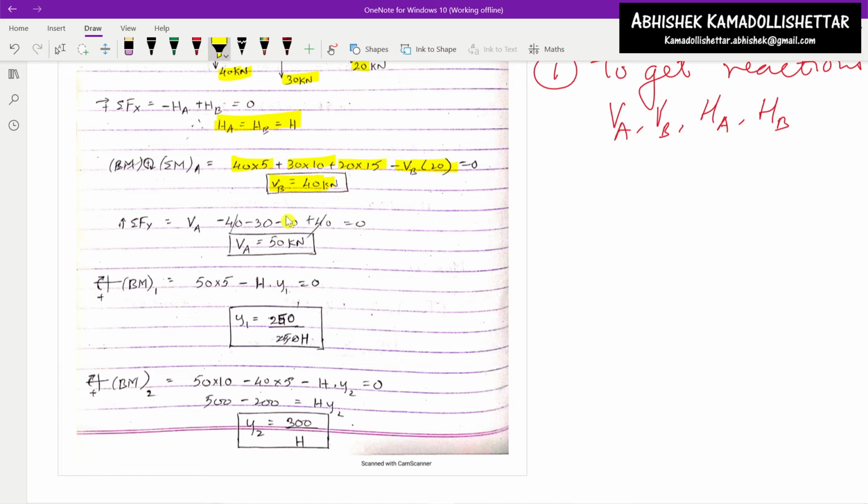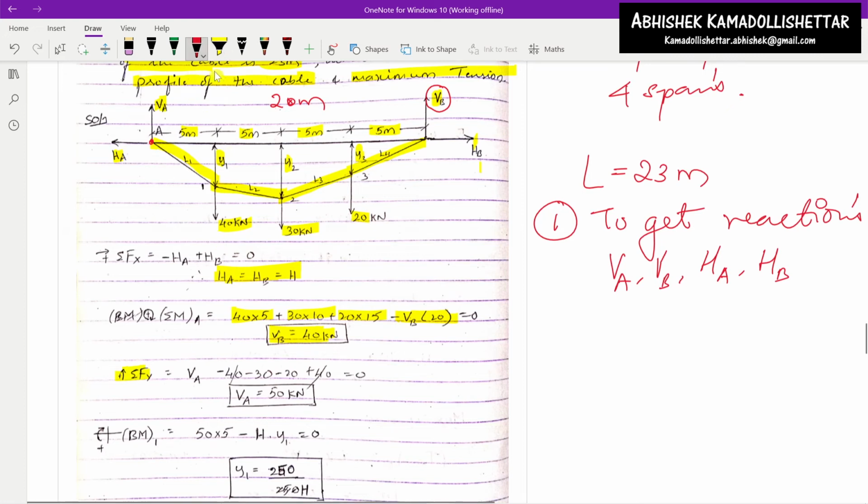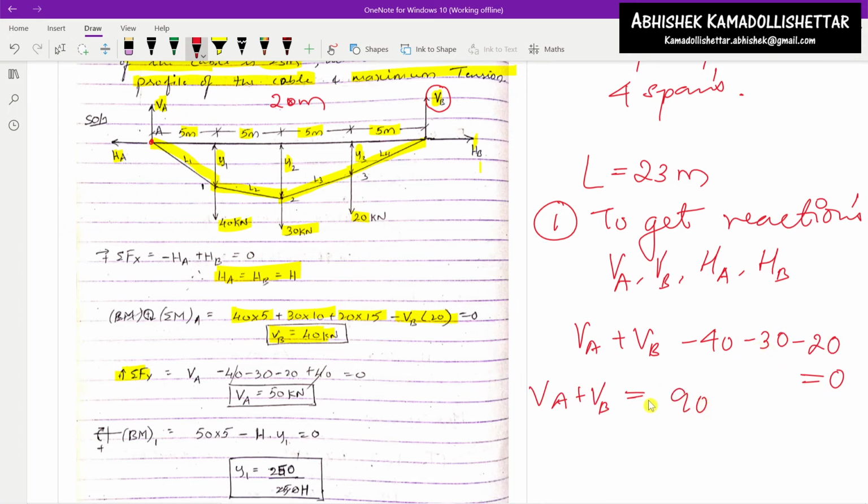Next is summation of Fy, the sum of all the forces in y direction. Upward force VA plus VB minus 40 minus 30 minus 20 is equal to 0. So you can say VA plus VB is equal to 90 kilonewton. Since we already found VB as 40, VA we get as 50 kilonewton.